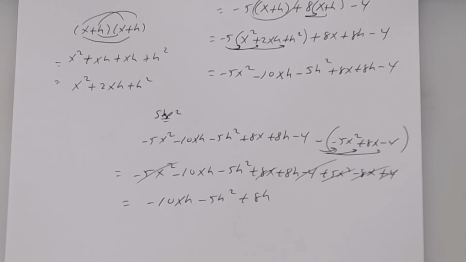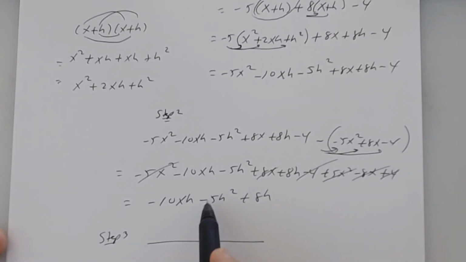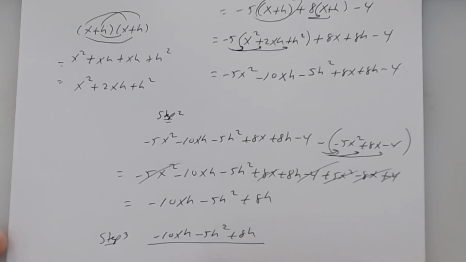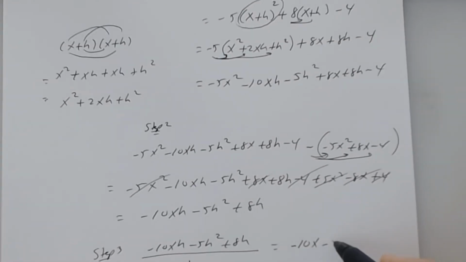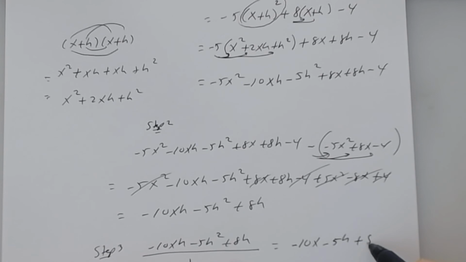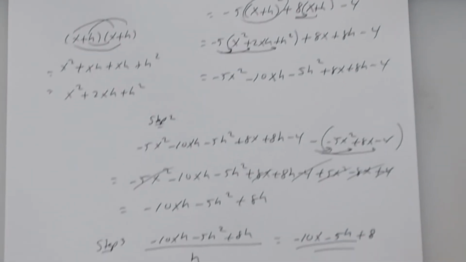Now, what have I just found at the end of step 2? The numerator. So now let's go to step 3. So step 3, I now know my numerator of my difference quotient. It's this, -10xh minus 5h squared plus 8h. But all that's being divided by what? H. Now, you can skip some steps because in your mind you know what it looks like when you divide each of these by h. So when I divide each of those terms by h, I'm left with what? -10x. What else? Minus 5h, and then what? Plus 8. So that's your answer right there.